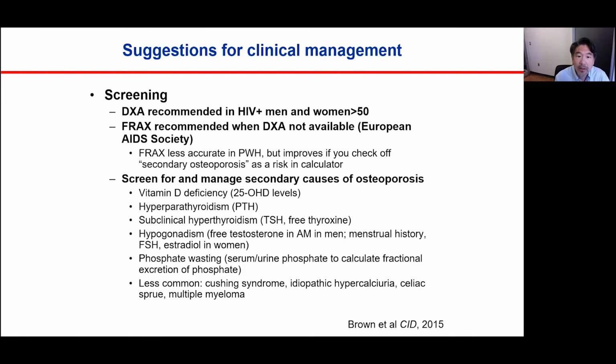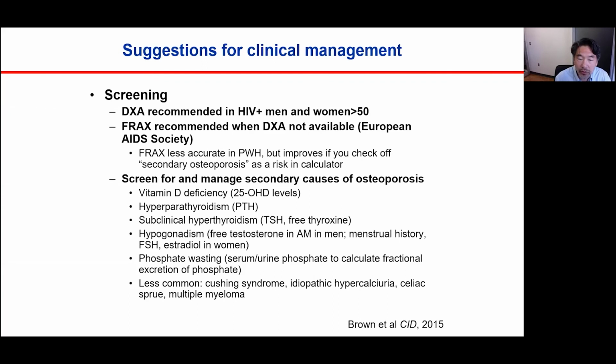risk. The other modality that's been talked a lot about in places that don't have access to DEXA is the FRAX, which is an online calculator that you can use to input clinical parameters for patients to derive an estimated risk of fracture. We've shown, and others have shown, that FRAX is less accurate for people with HIV, but if you use the online calculator and you check off the secondary osteoporosis box as an indicator of the potential risk of HIV as a secondary osteoporosis condition, it actually improves the calculator a little bit.